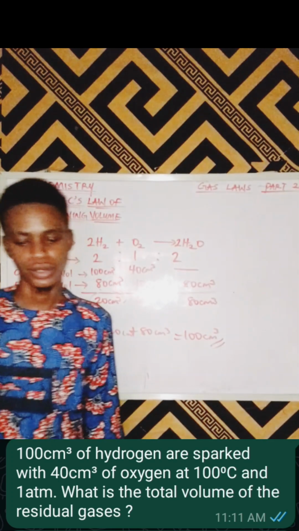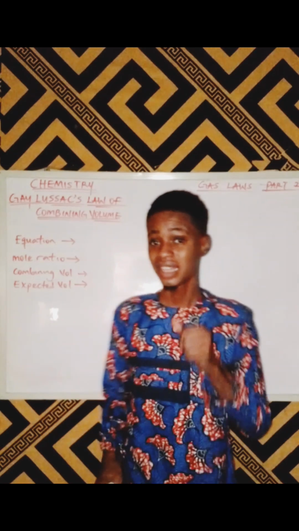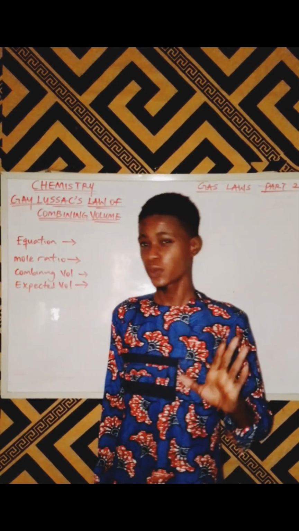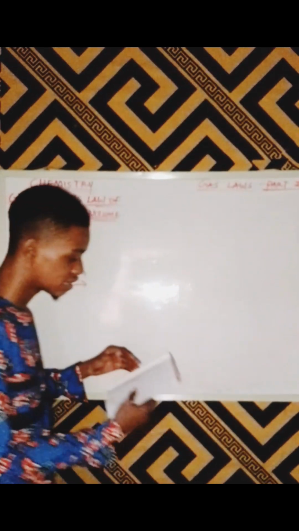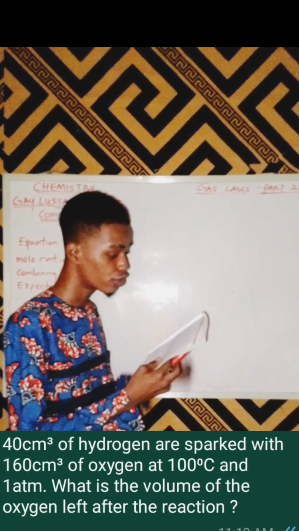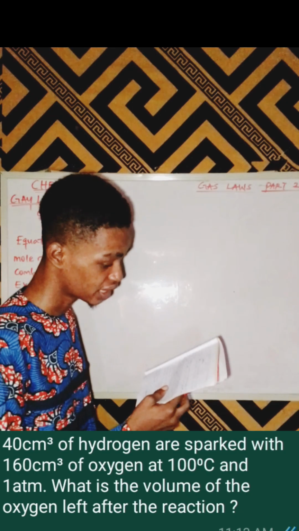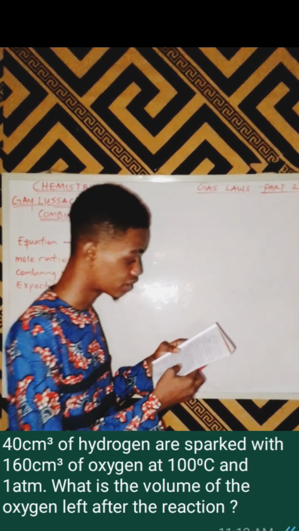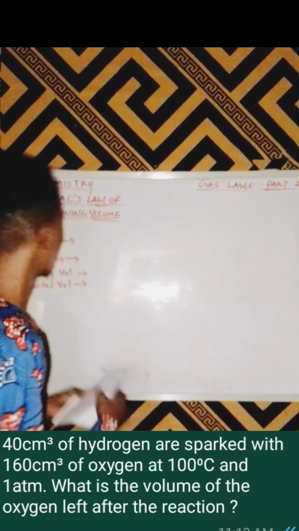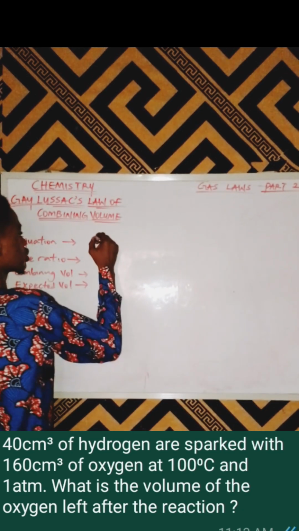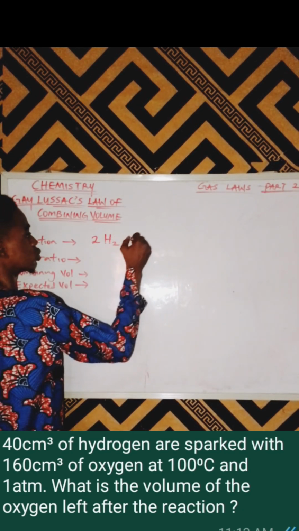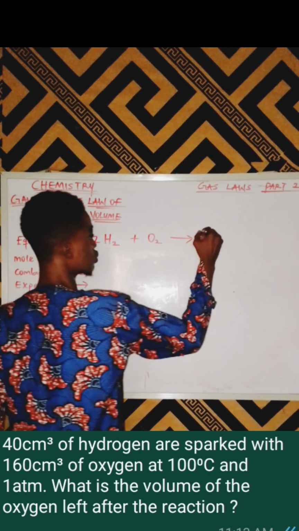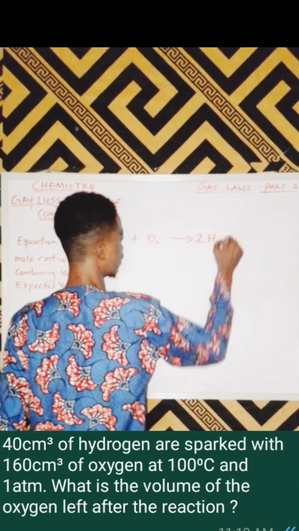Though I'm going to solve more questions. If you don't understand what I did in the previous question, just pay attention to this one. This one you will understand. Now let's listen to the question. It says that 40 cm³ of hydrogen is packed with 160 cm³ of oxygen. So it's still the same hydrogen and oxygen, the same reaction. So I'm going to have 2H2 plus O2 to give 2H2O.